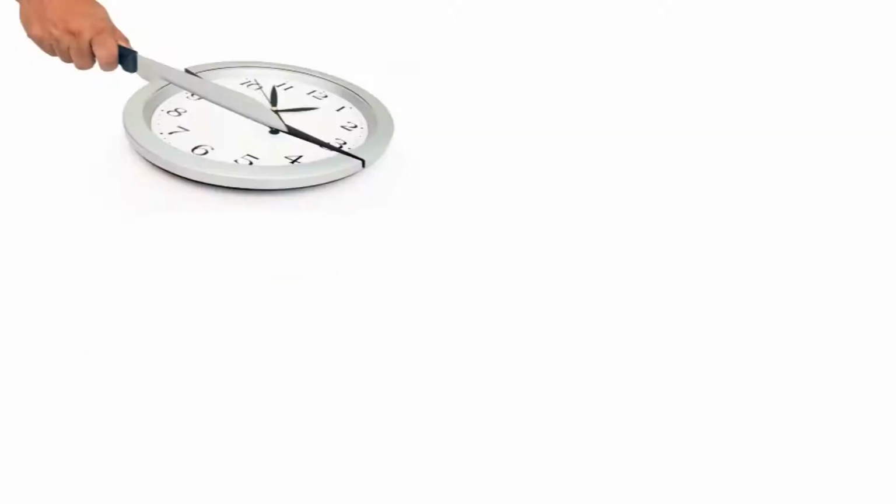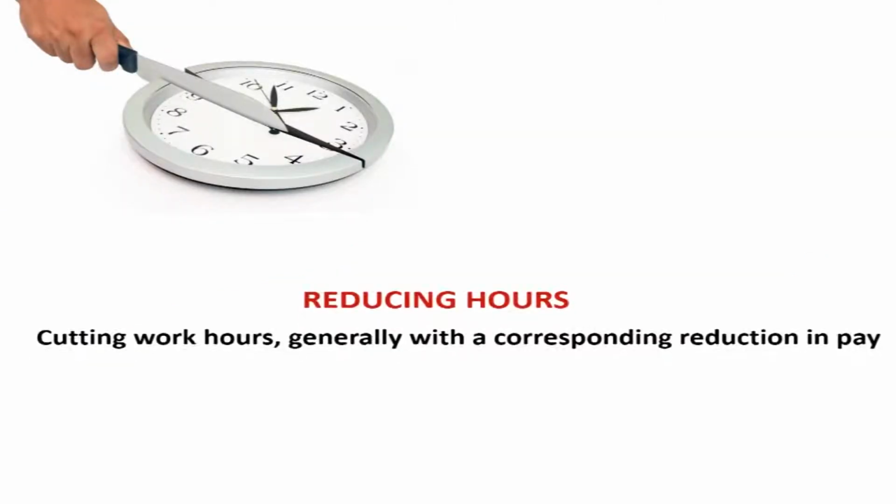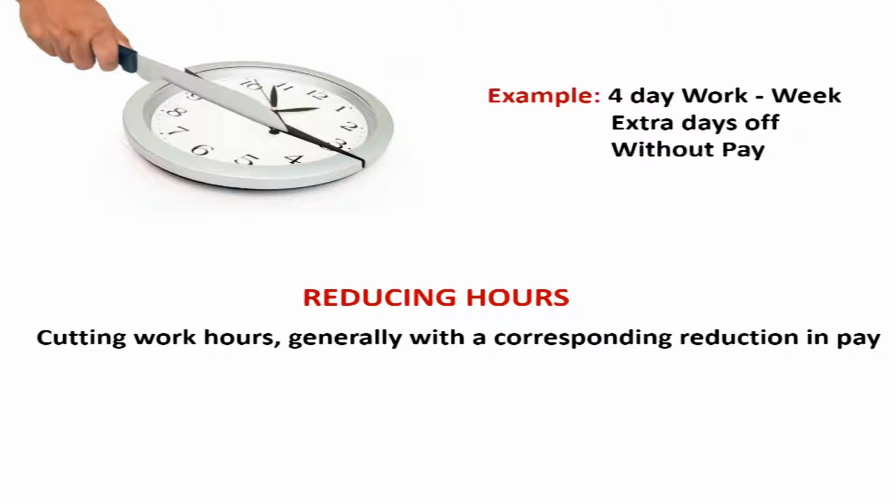The next strategy is reducing hours. Some organizations offer other avenues to eliminate labor surplus, and one such alternative is cutting work hours, generally with a corresponding reduction in pay. For example, putting employees on a 4-day work week or offering employees a chance to take extra days off at the end of the year, which would be unpaid.